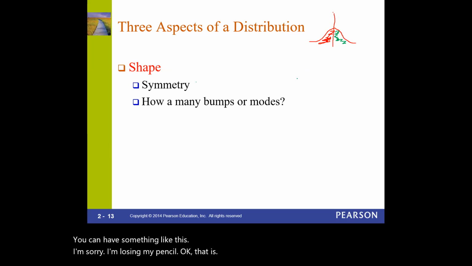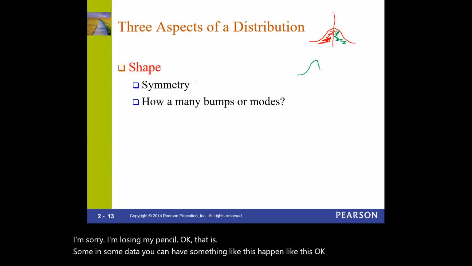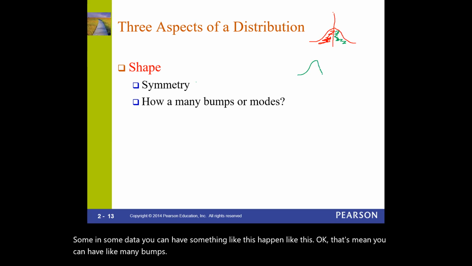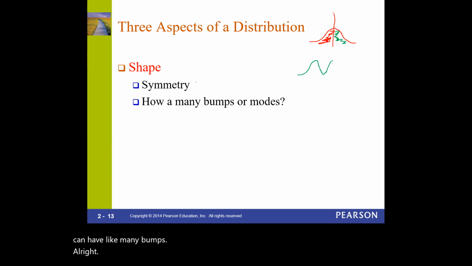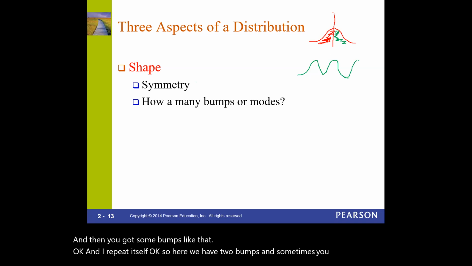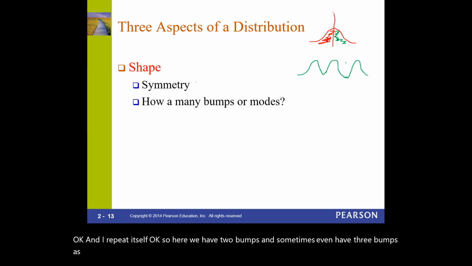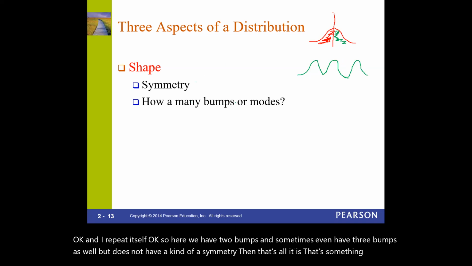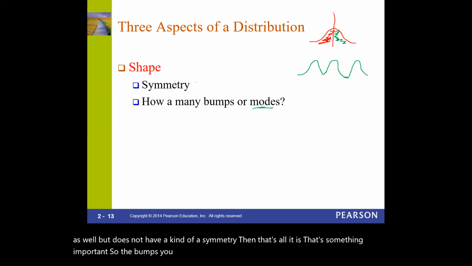In some data, you can have something like this. That means you can have many bumps. And then you got some bumps like that, and then it repeats itself. So here we have 2 bumps, and sometimes you can even have 3 bumps as well. But as long as you have a kind of symmetry, then that's something important. So the bumps, we also call them modes.